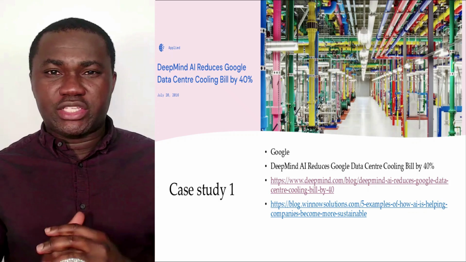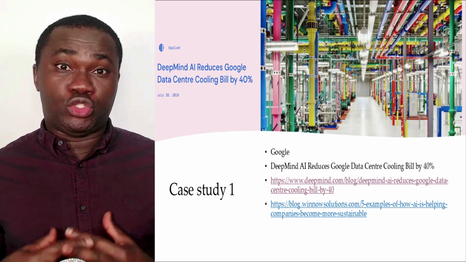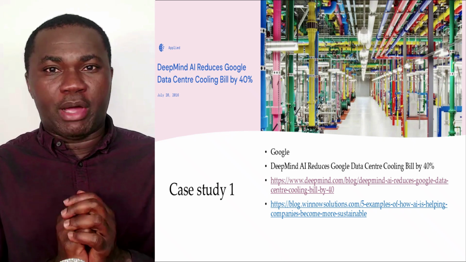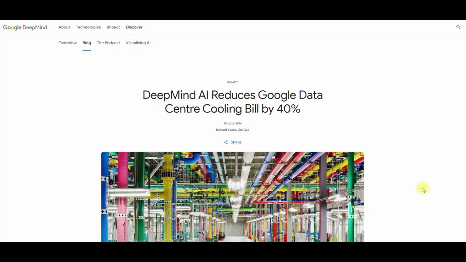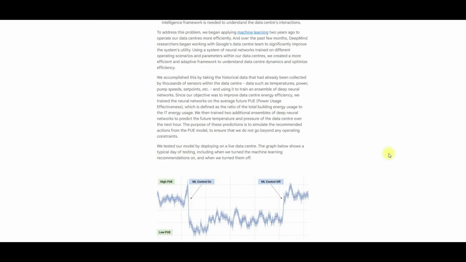So we look at this case study where Google DeepMind AI was used to reduce the data center cooling bill by about 40%. We explore this from the Google DeepMind site, which highlights how the DeepMind AI reduced the Google data center cooling bill by 40%. It was using machine learning over 2 years.